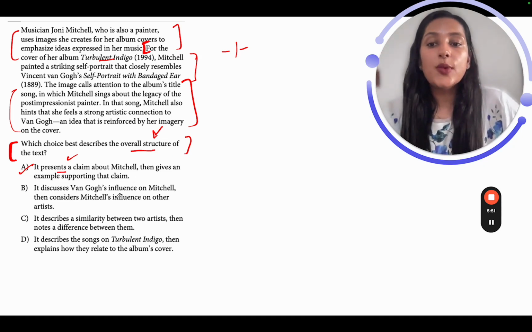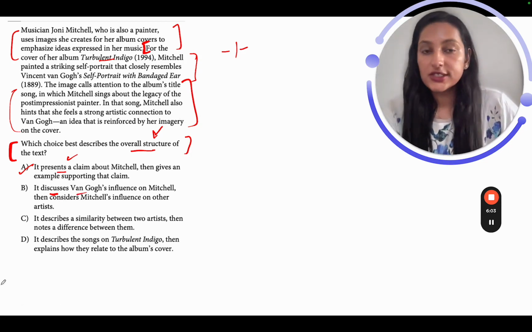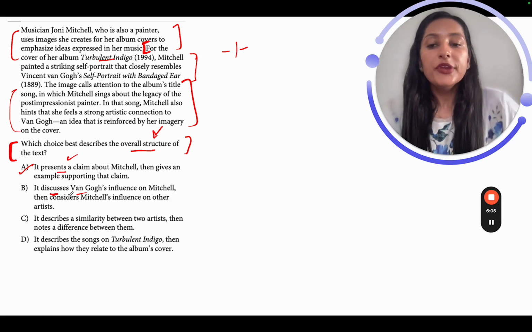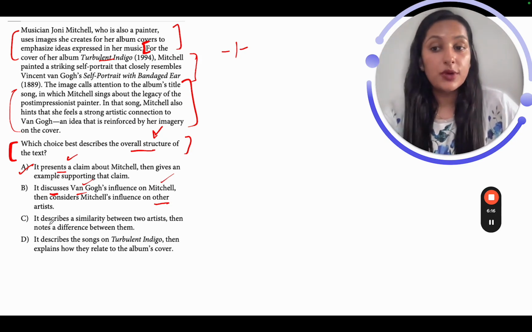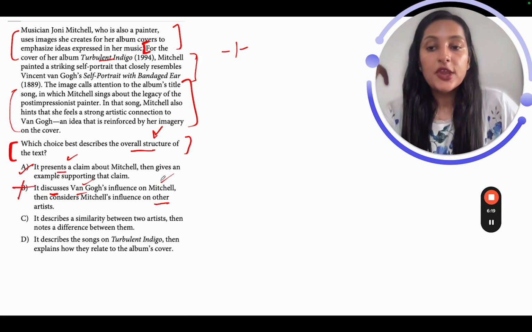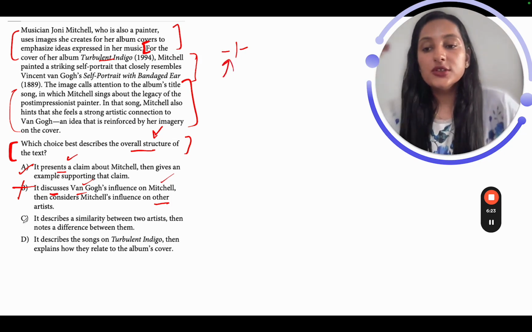B, it discusses Van Gogh's influence on Mitchell. You know what, even if there was such a discussion, it came later in the text. The text did not start off by saying Van Gogh or his influence on Mitchell, correct? Let's read ahead. Then considers Mitchell's influence on other artists. Now, the only two artists that were mentioned in the text were Mitchell and Van Gogh. There was no other artist that was even talked about in the text. So B is definitely out. Also, it doesn't match with the structure that I had thought of, right? So let's go to C now.